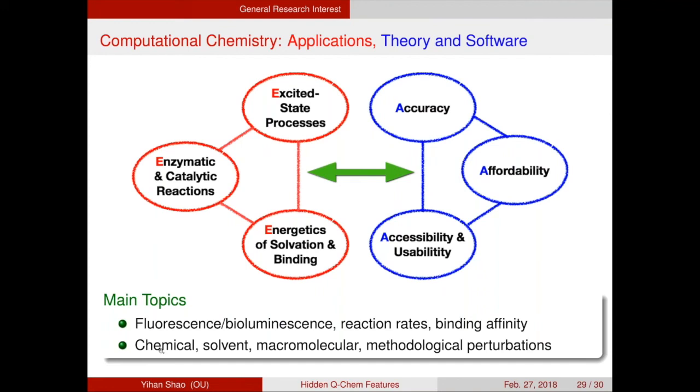Actually, we have made a lot of progress to be able to understand the substitution effects on the chromophore and fluorophore absorption and excitation energies, and hopefully I'll be able to tell you more details in a later seminar.